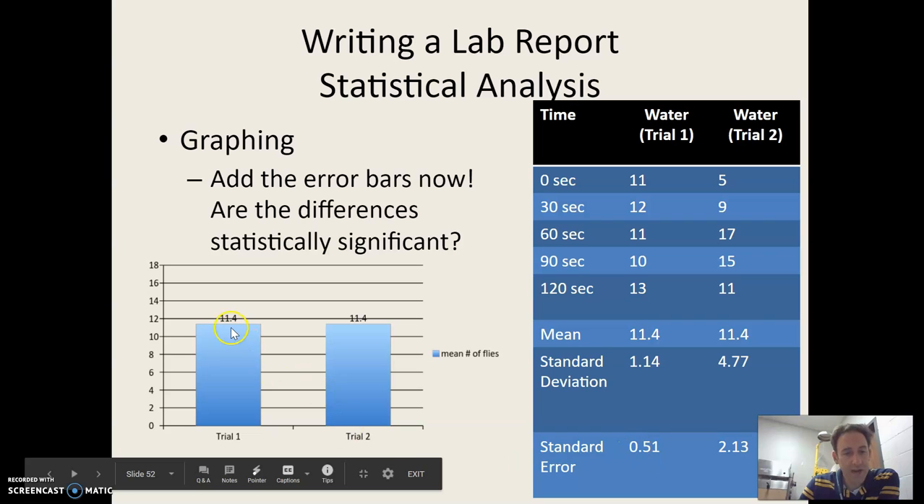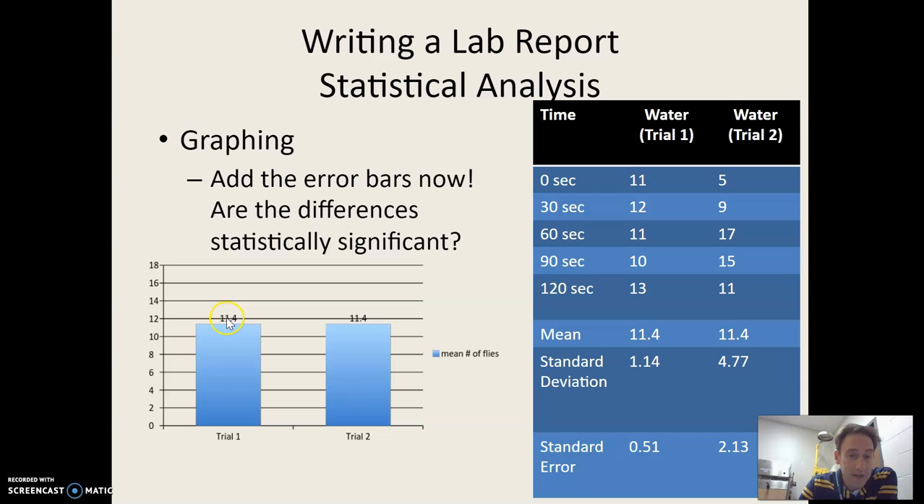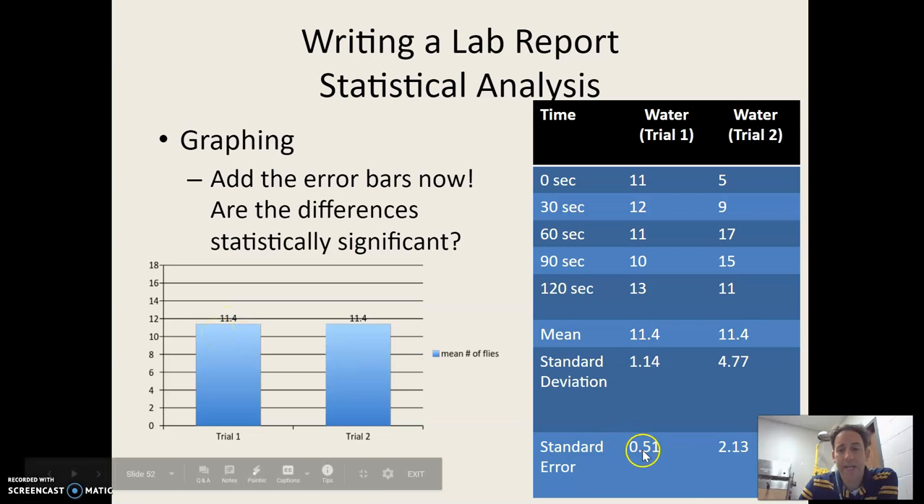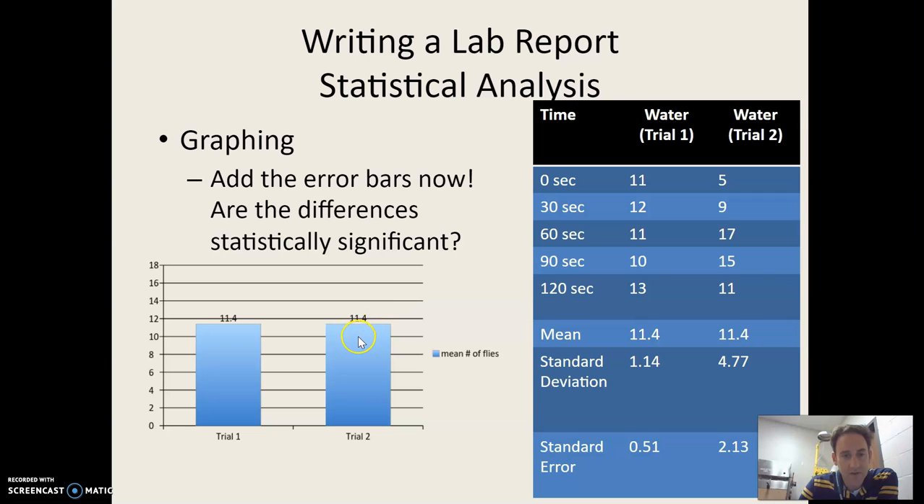So what you do on your graph is you would say, okay, if we're at exactly 11.4, we would go up 1 above that to 12.4, and then we'd go down 1 below that to 10.4. And that would be our error bar. Here, we would add 4.2 to the top and subtract 4.2 from the bottom, and that would be our error bars. Okay, now in Google Sheets, you can do this just using the computer, but that's what the computer's doing.